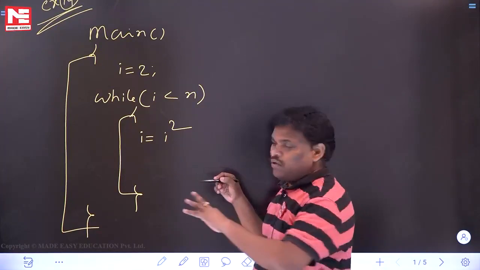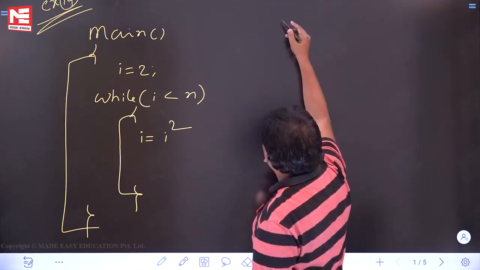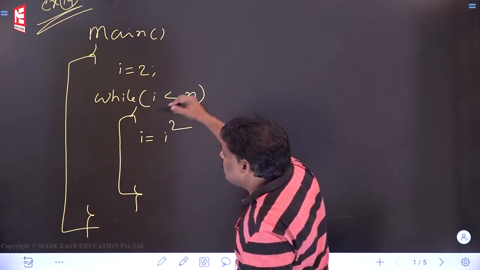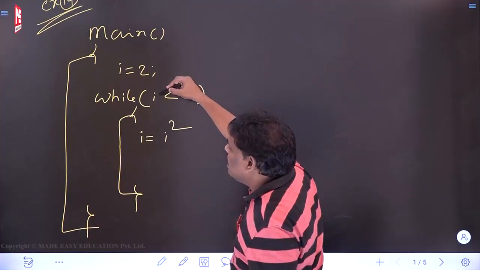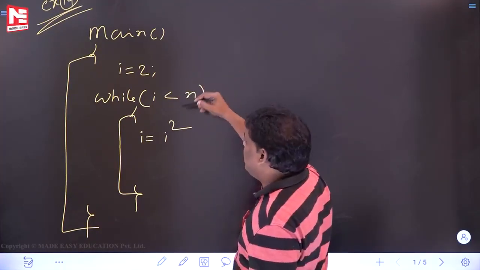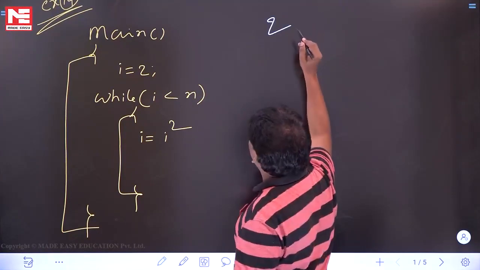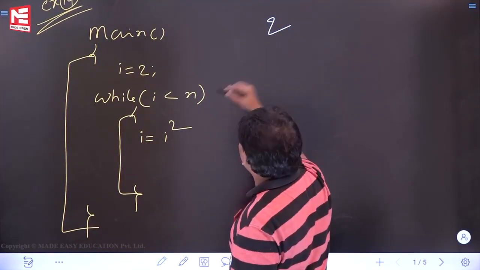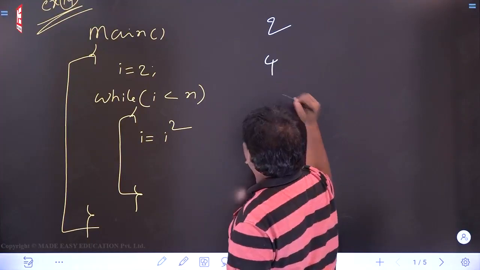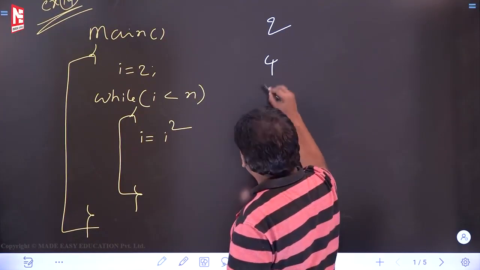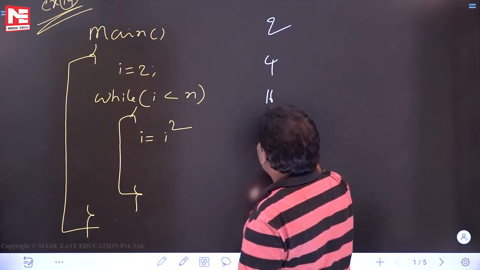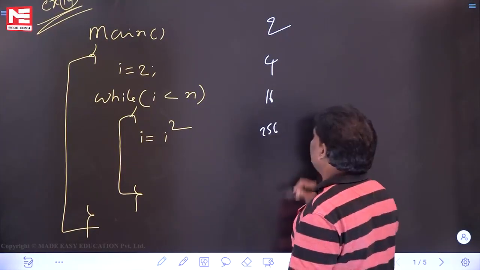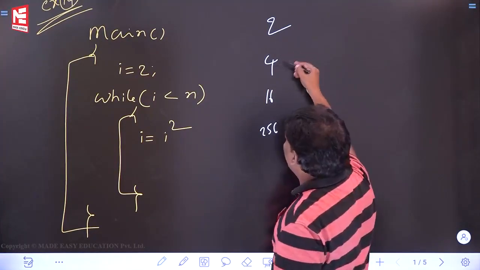Some people are asking how. Let me explain now. See this one. What is the termination? I is incrementing. What is the termination? When the I value becomes n, then stop. Right? What is the initial I value? 2. Next, 2 square, what is the meaning? 4. Next one, 4 square, 16. Next one, 16 square, 256. Like that it is incrementing. Whatever is there, square.